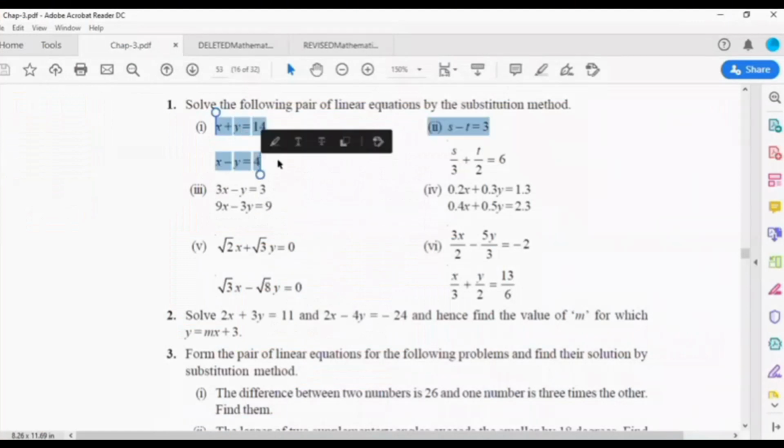Can you try this first one now? First question, solve this right now. I think 2 minutes is enough. x plus y is equal to 14 and x minus y is equal to 4. Find the solution using the substitution method.